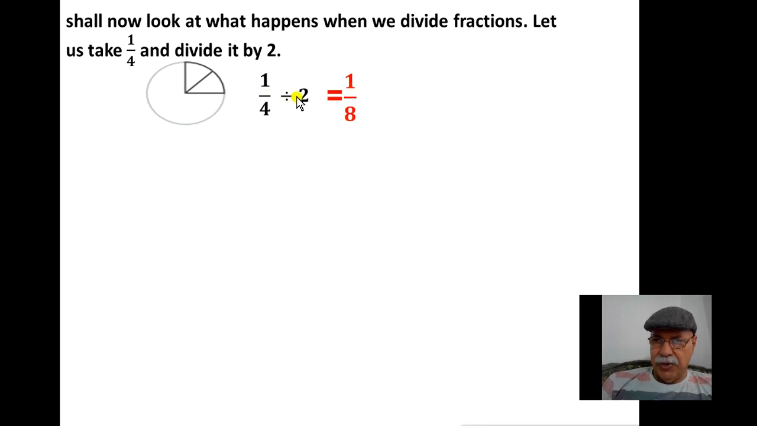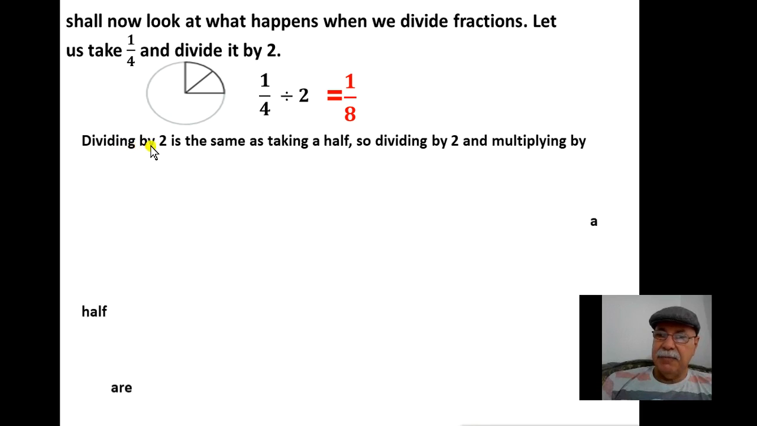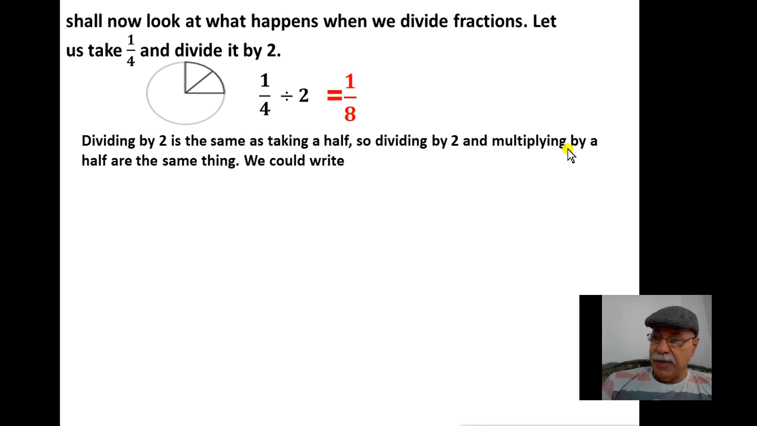Or, after we change this divided symbol to a multiply symbol and turn the fraction upside down, it becomes 1 over 2, and after that we multiply. We see that divided by 2 is the same as taking a half. So divided by 2 and multiplying by a half are the same thing. We could write it like this: a quarter divided by 2 becomes 1 over 4 times 1 half.